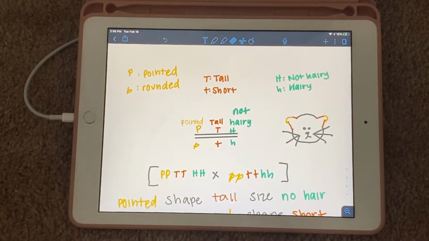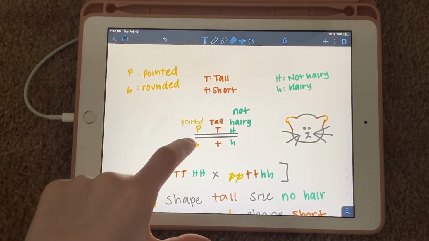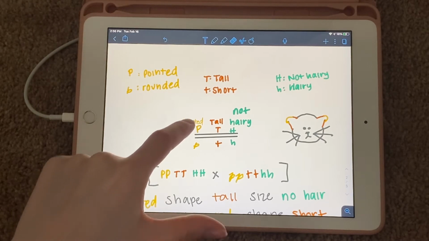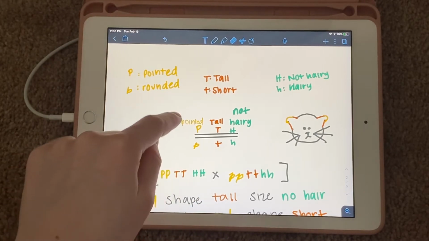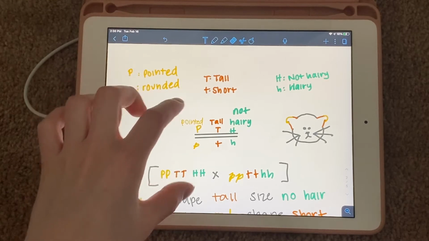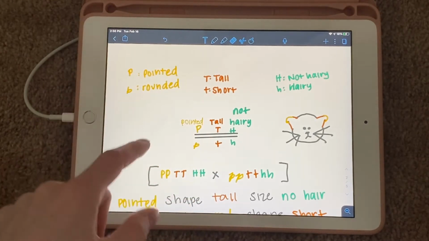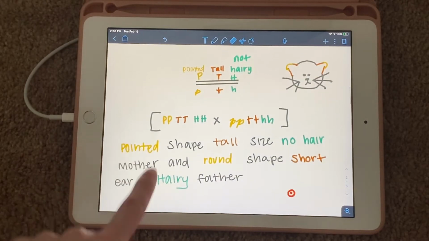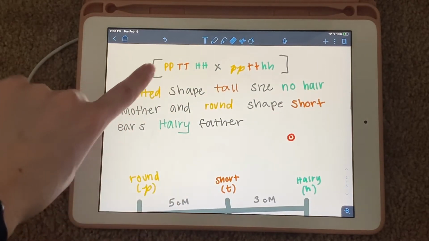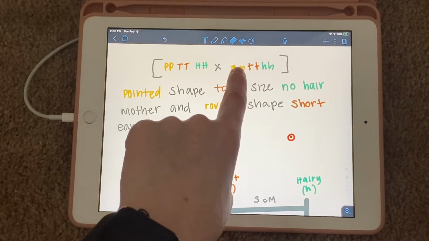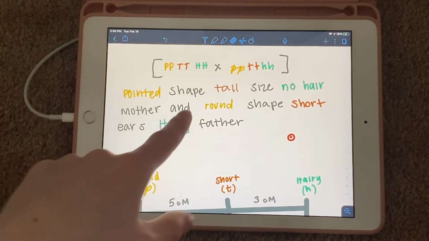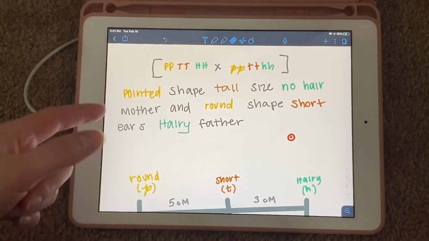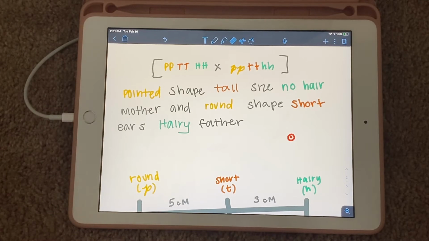If we were to have a heterozygous individual, it would have a dominant allele and a recessive allele for each of the ear size, ear shape, and hairiness of the ears. And it would only show the dominant traits. To get this individual, we would have to have a homozygous dominant parent and a homozygous recessive parent. So that would be a pointed-shaped, tall-sized, no hair, either mother or father, that was crossed with a round-shaped, short-eared, hairy father or mother. And these individuals would look like this.